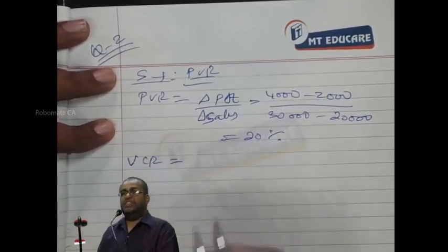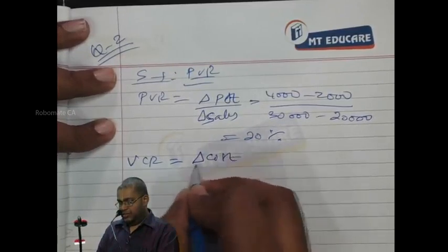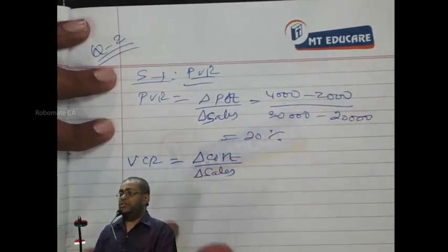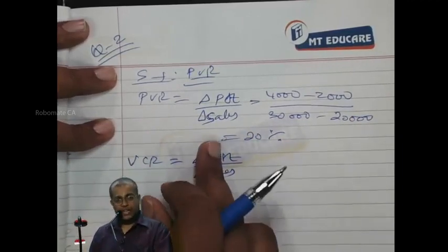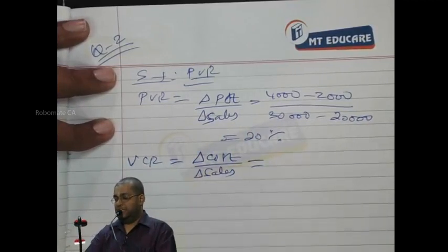Next, variable cost ratio is equal to change in cost divided by change in sales. We don't have any other opportunity to find it out, hence I do it here. Change in cost divided by change in sales.